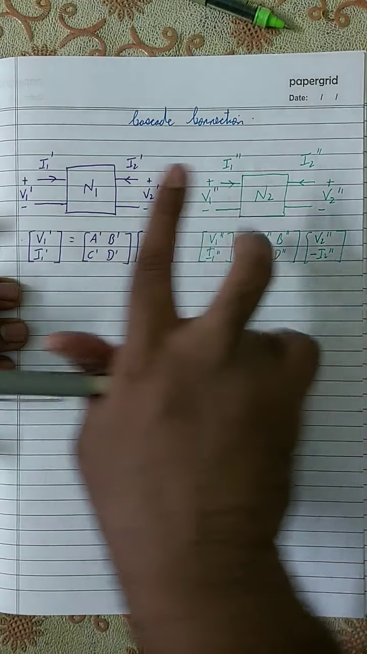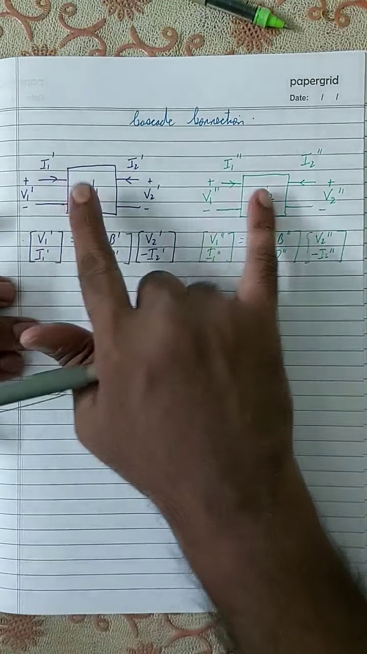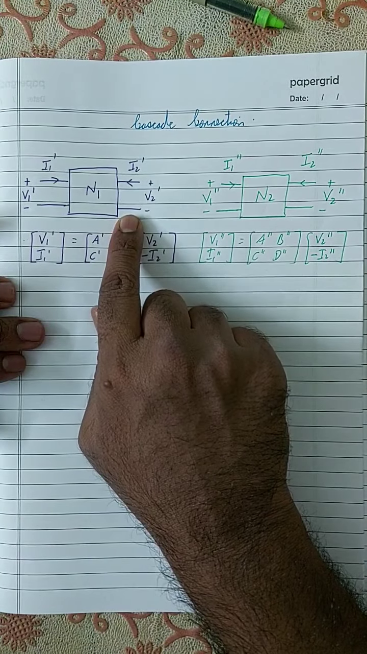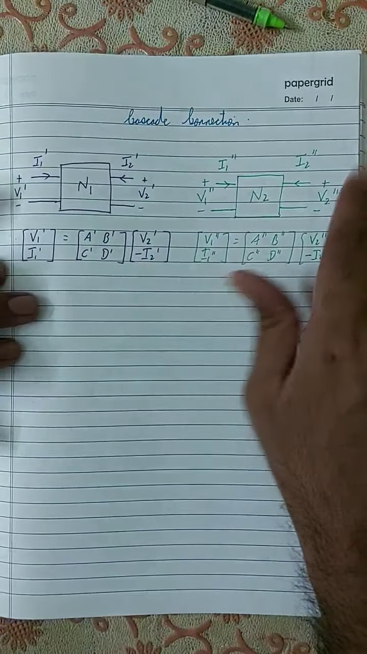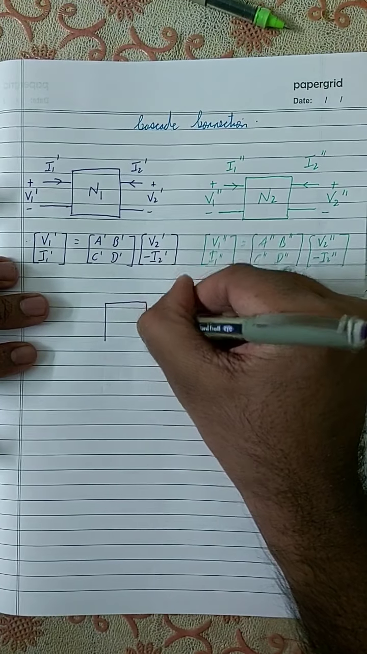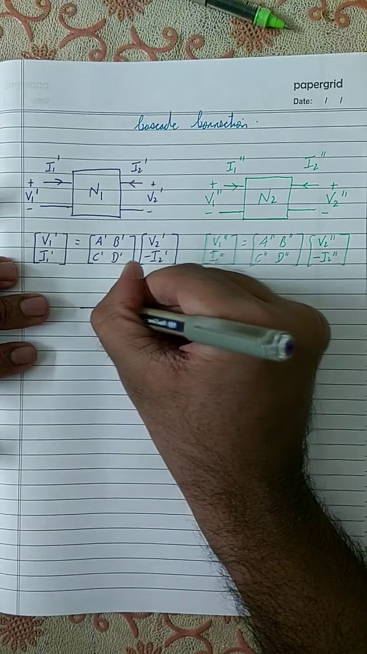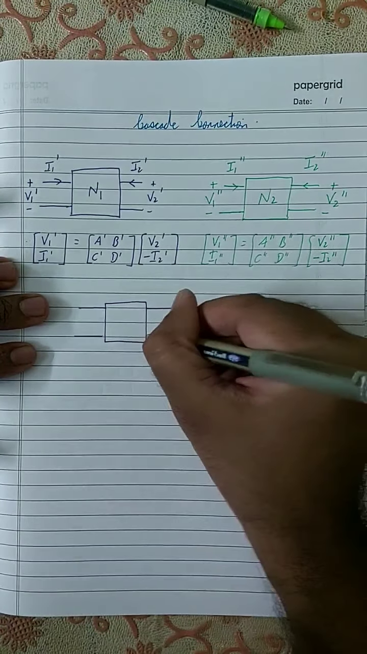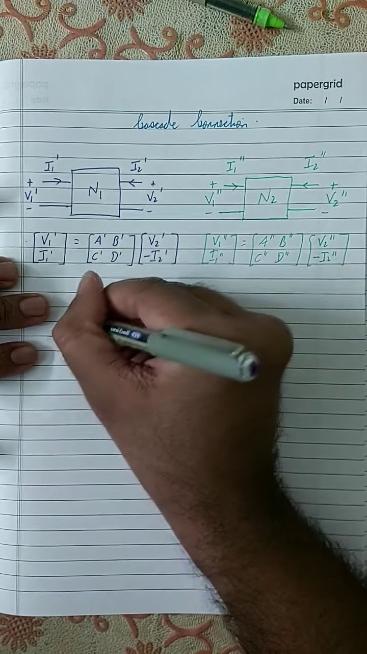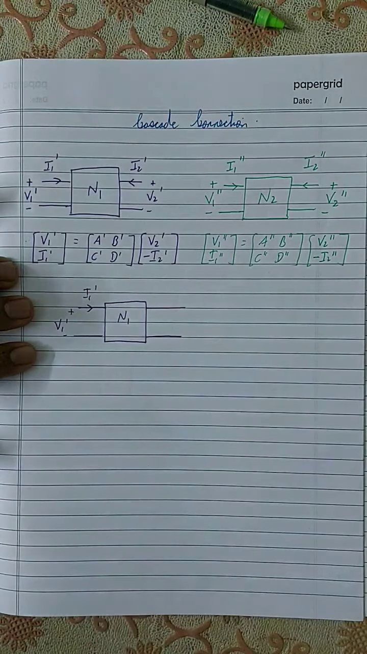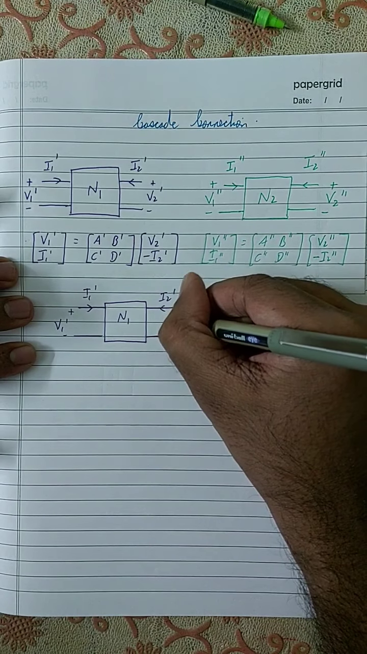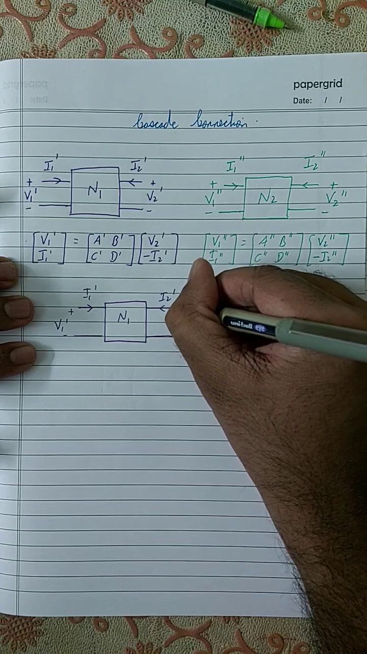Now what happens if I connect them in cascade? What happens if I connect both of them in cascade? Cascade connection means that the output of one network is connected to the input of the other network. That's all, nothing else. So I will take network N1. This is N1, this is I1 dash, this is V1 dash, and this is I2 dash, and this is V2 dash.